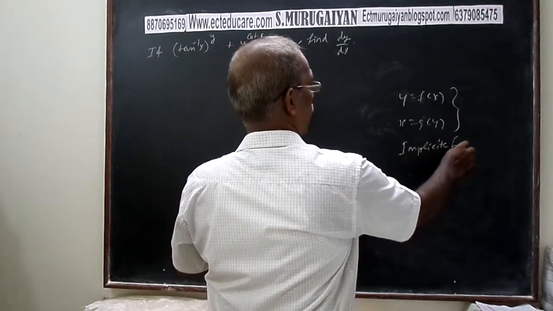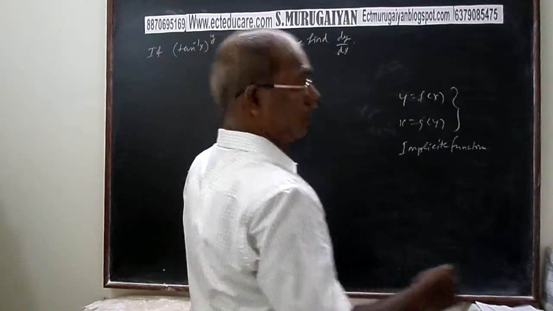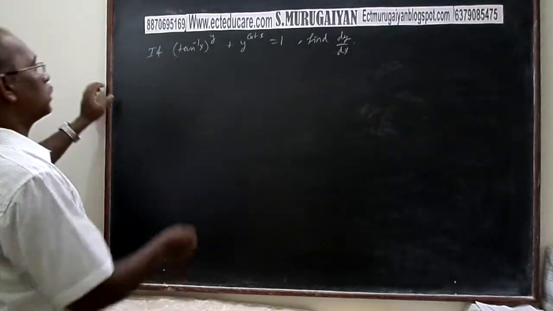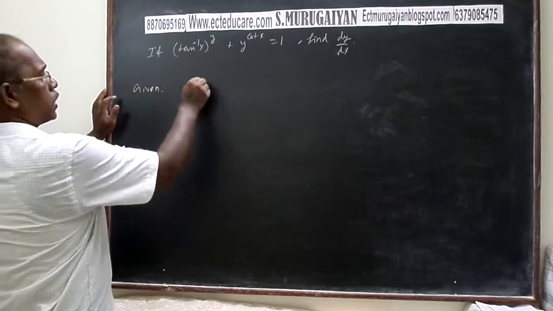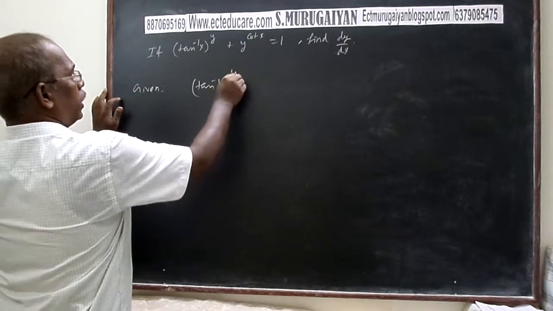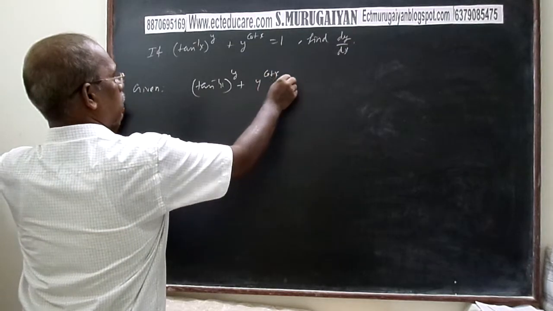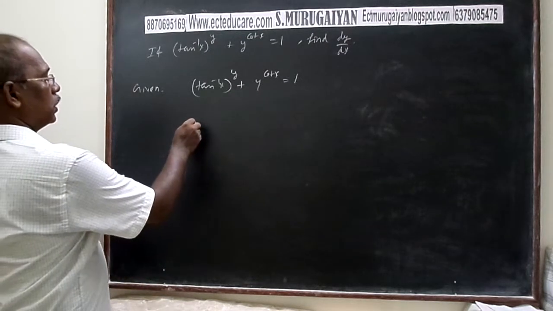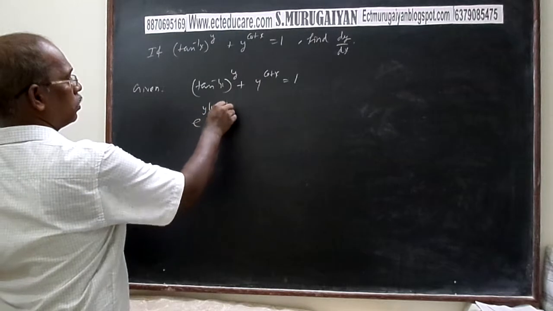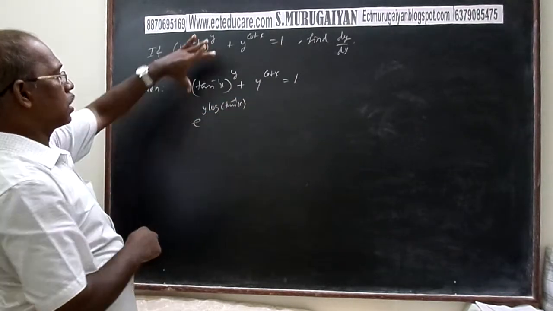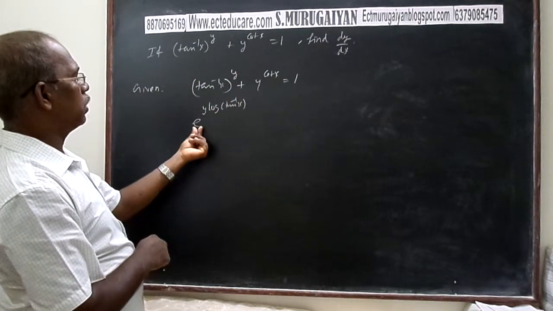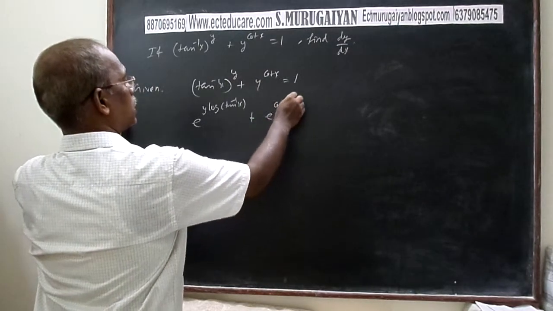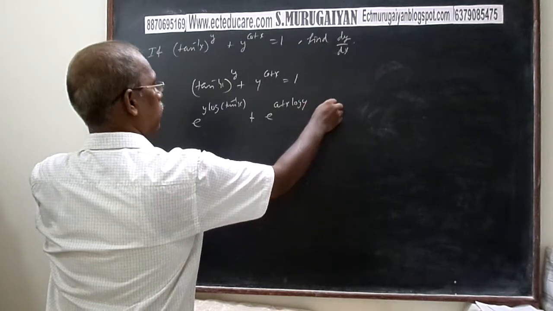Implicit function. Okay, so we are given a type of implicit function. How to differentiate? The given function is (tan inverse x) whole power y, and y power cot x, is equal to 1. Now we can try to write these two terms in exponential form. Then e power y log of tan inverse x. This is a conversion of (tan inverse x) whole power y into exponential form. Similarly, the second is e power cot x log y, equal to 1.